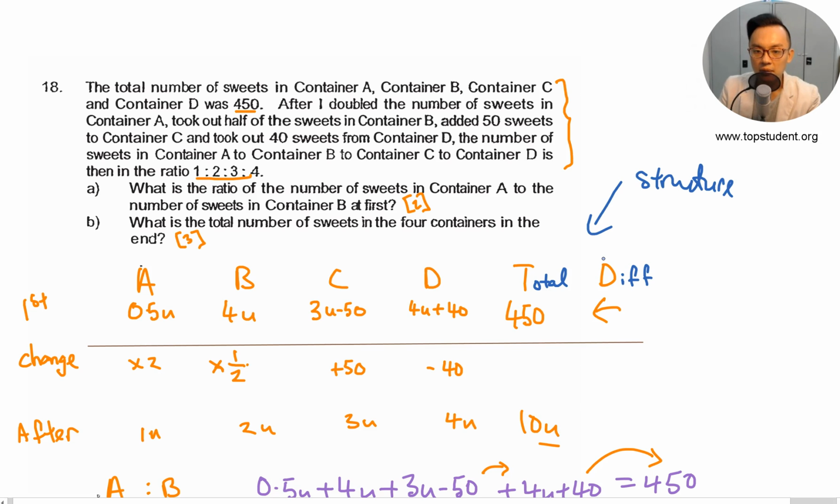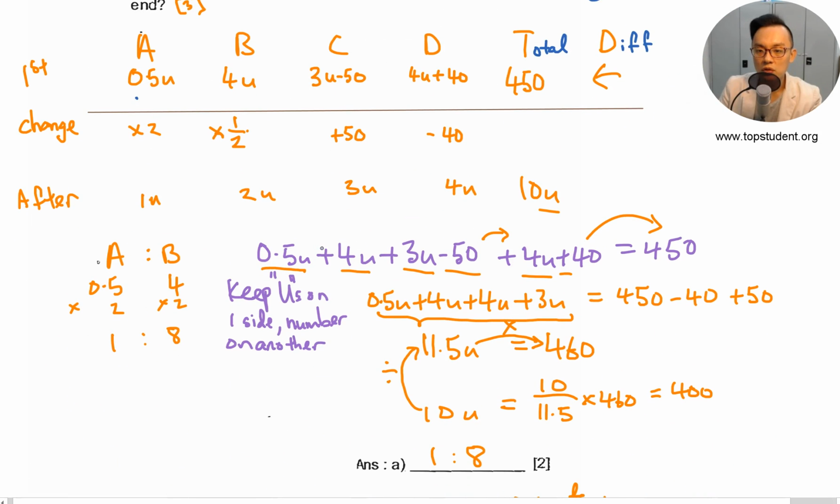Just put it there. And you need to realize that your change is times 2, and after it's 1 unit, so it's actually 0.5 units times 2 becomes 1 unit. So you need to take this divided by this to get this. All right, so once you figure this out, you add everything from here, A to D, work out your 1U, which is over here. You put all your U's to one side, number on another, and then you can work out what is 10U. All right, so 10U is actually 400.